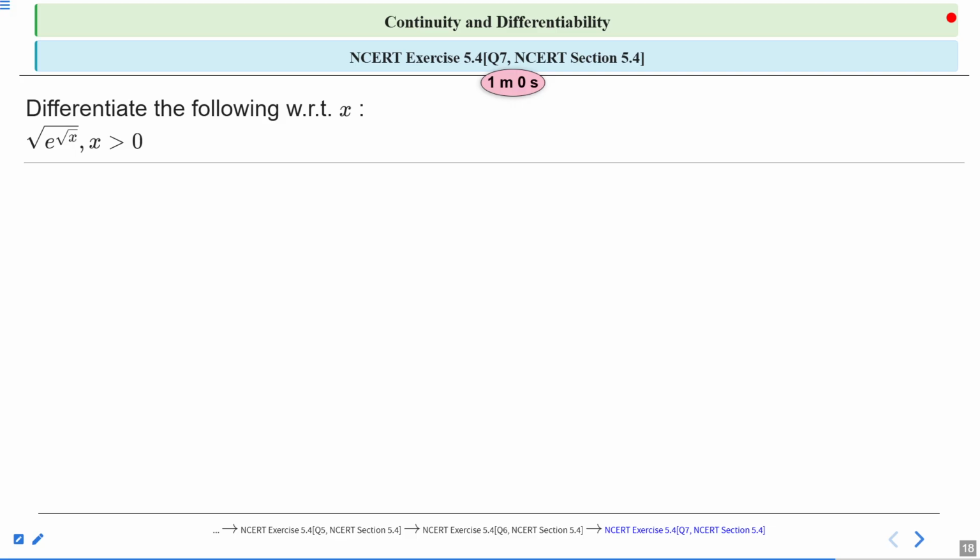Clear? So again, we will try to apply chain rule. We will first try to differentiate root over e to the power root x. After that, we will differentiate e to the power root x, and after that, we will differentiate root x, right? Clear? So in this way, we can easily apply chain rule, and we can easily find the value of the differentiation of the given expression, right?